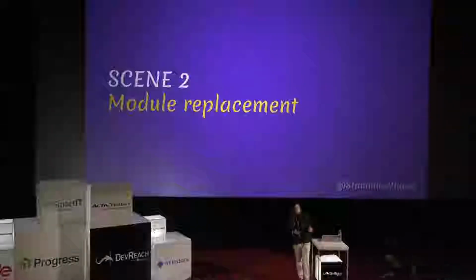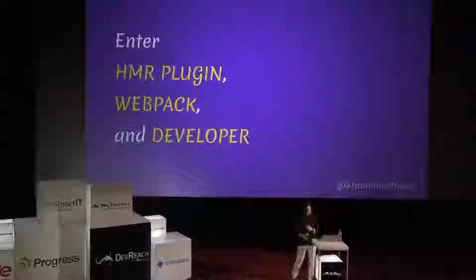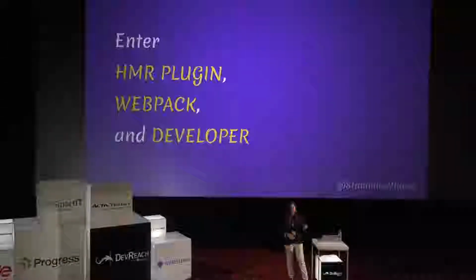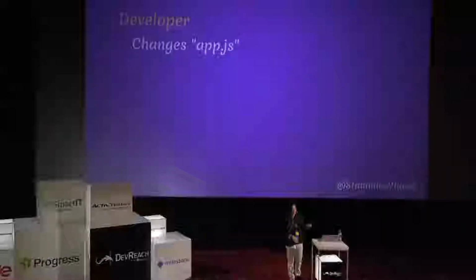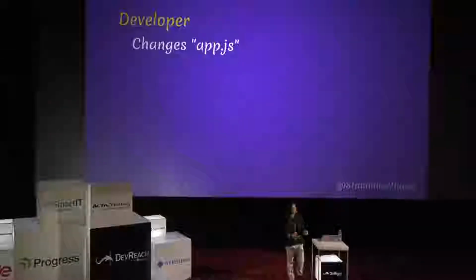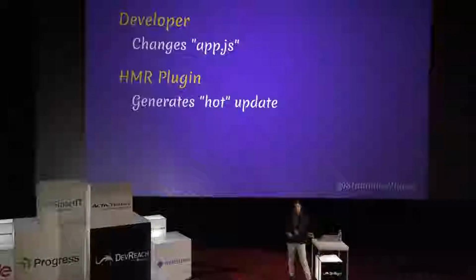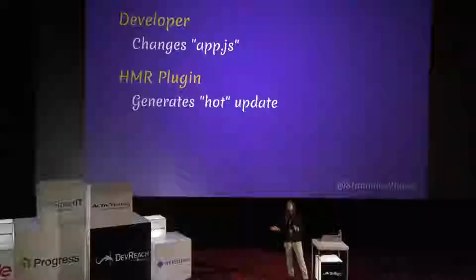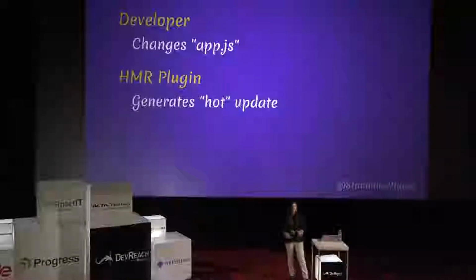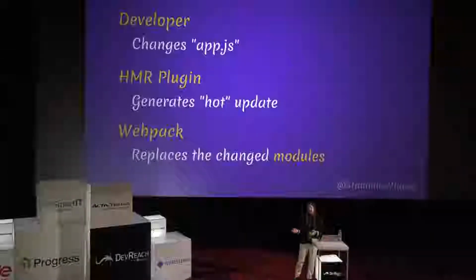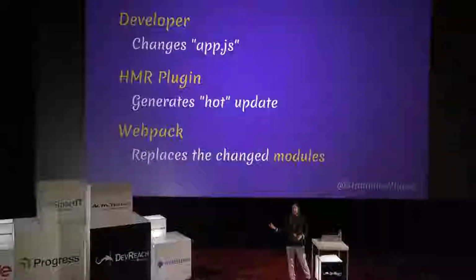All right, we know how the app is built, and now we're going to figure out how the actual replacement happens. We have quite a few actors here: the hot module replacement plugin, Webpack, and the developer. The job of the developer is to make some change to app.js. The hot module replacement plugin generates a hot update, and the hot update, you can think of it for now just as a function that wraps the new code, the changed code. And then Webpack will replace the changed module. The new module is contained inside the hot update.